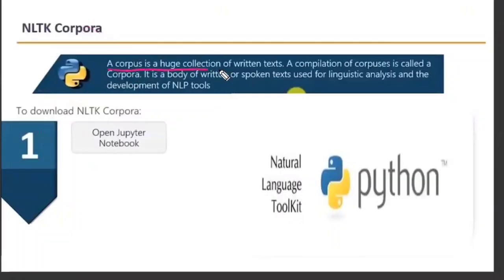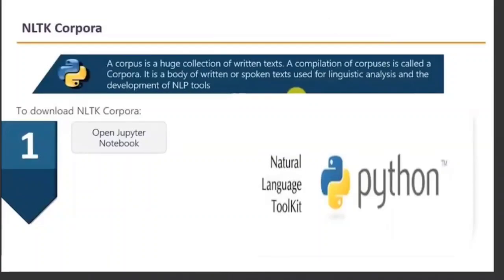A corpus is a huge collection of written text. Whether it is sentences, paragraphs, lessons, chapters or whatever it is, a corpus is a huge collection of written text. Multiple corpus is called corpora. Is that clear? In the textbook, each and every topic is called a corpus, and all the topics together are called corpora.